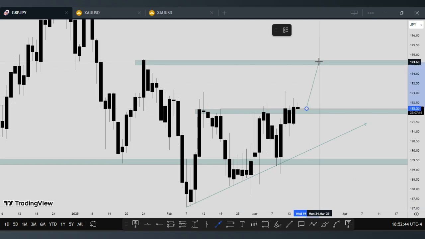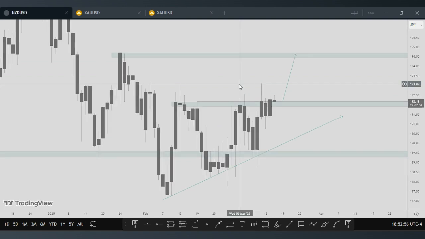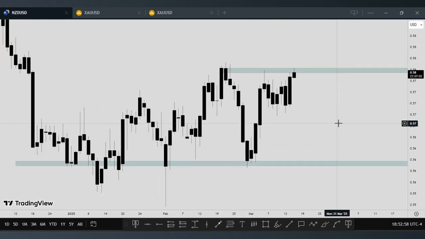Our point of call for tomorrow will be a buy. So that is that. I've already saved this screenshot, so there's no need to save them again. And the next one, NZD/USD.